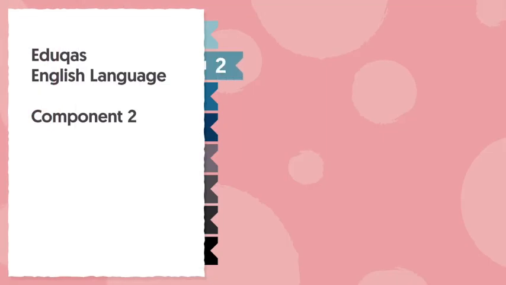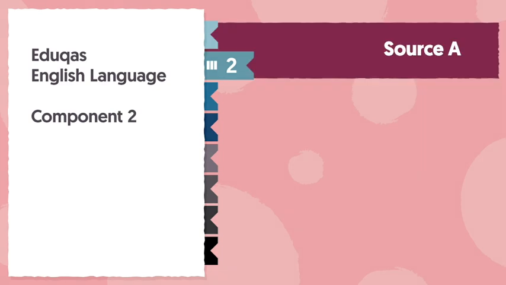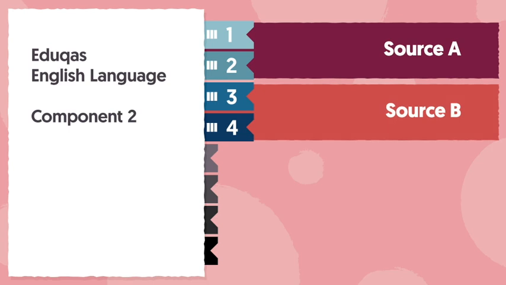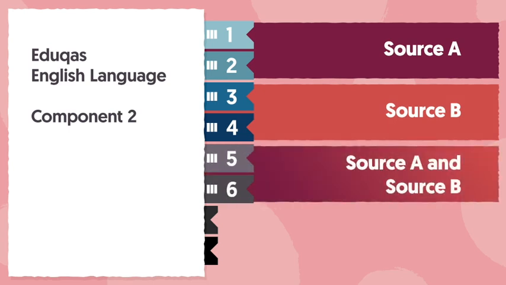In this video, we'll talk through how to approach Eduqas English Language Component 2, Question 2. With this being the second question, you're still looking at the first source. That's because the first two questions are always about source A, the second two are always about source B, and the final two are always about both texts.